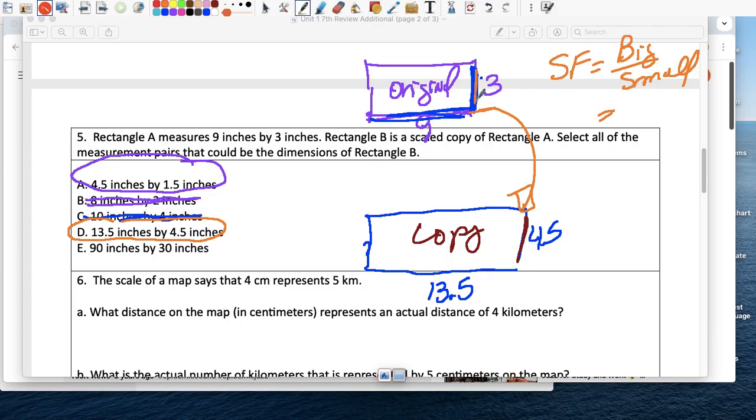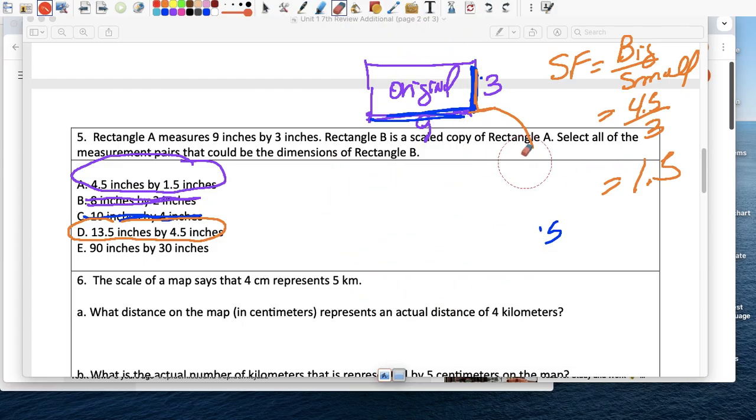Let's use this guy and this guy. So it'll be 4.5 over 3. And then 4.5 over 3 is the same thing as 1.5. So the scale factor for the original to become the copy was 1.5. So if I multiply 3 times 1.5, will I get 4.5? I do. If I multiply 9 times 1.5, will I get 13.5? Yes, I do. So we can use a proportion, and we can find the scale factor.